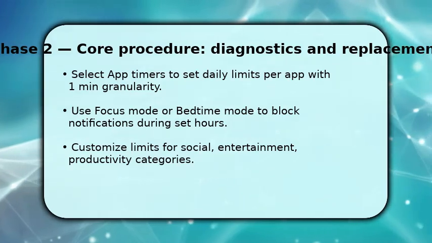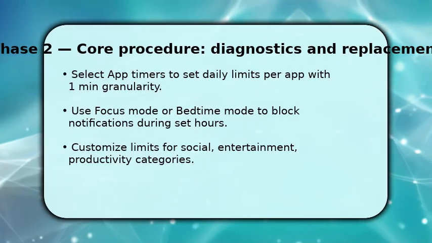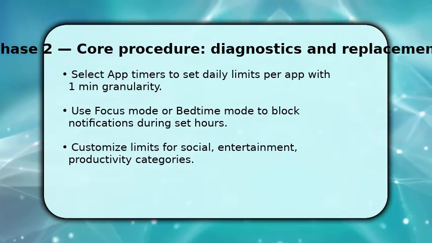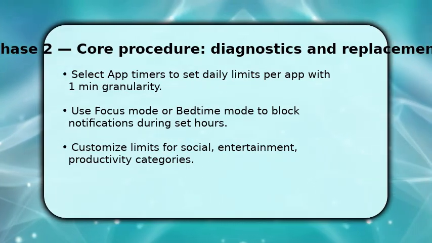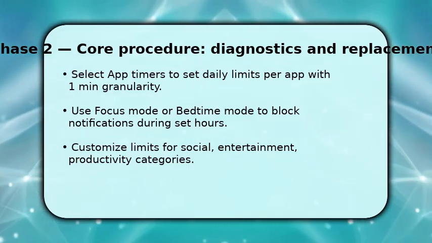Make sure to apply limits to categories when available, because grouping similar apps saves time. Once done, review the summary chart to verify daily usage goals are applied correctly. Finish by locking the settings.